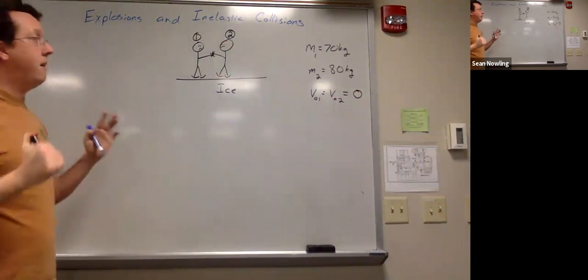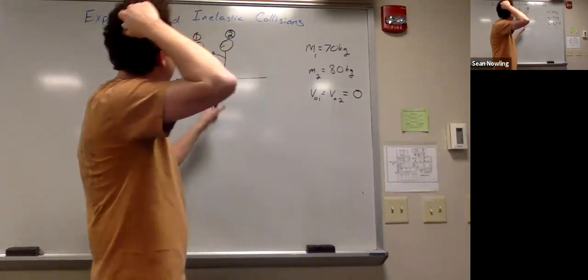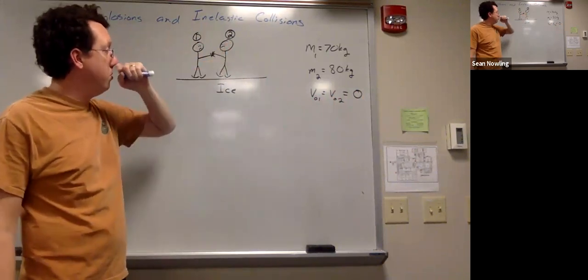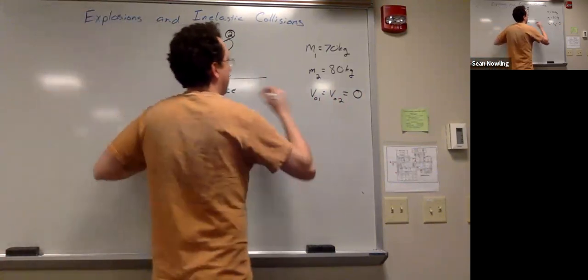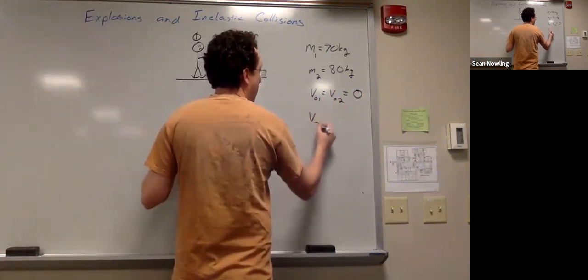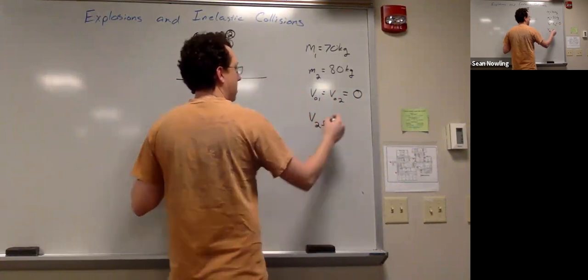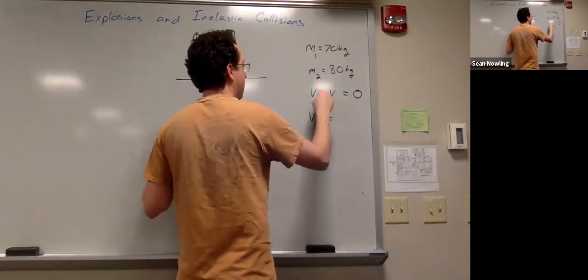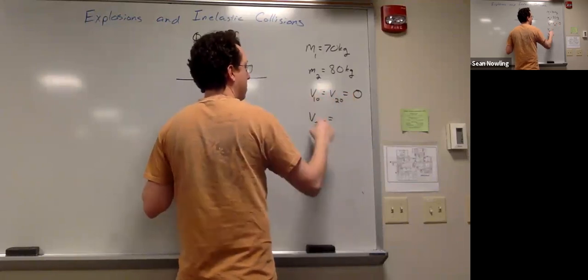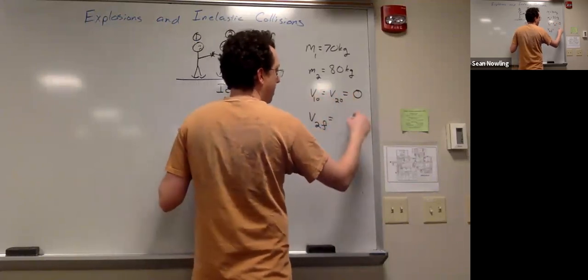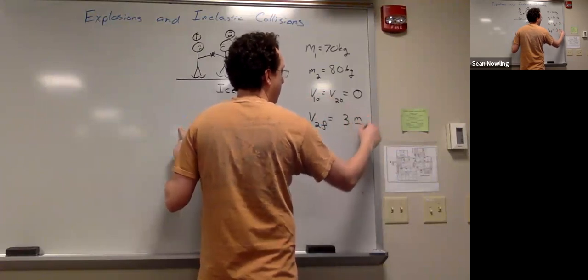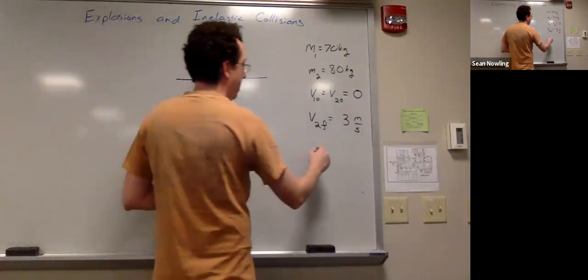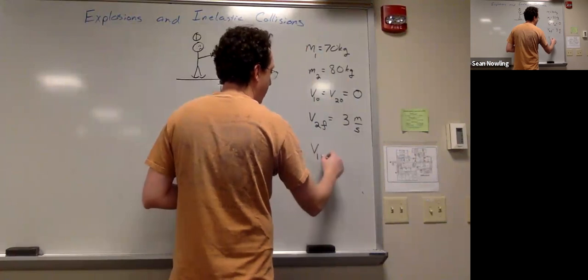And then let's say, finally, after it's all said and done, that person 2 had a velocity, so V2 final is going to equal, you have to be careful with your labels here. Let's be consistent. I should say V1 initial and V2 initial. V2 final equals, let's say, 3 meters per second. Okay. And our task is to find the final velocity of person 1.